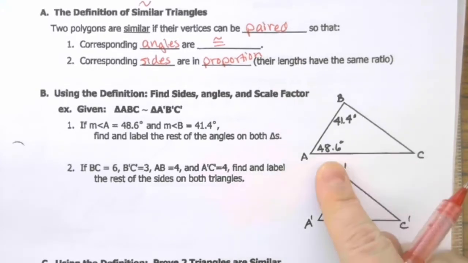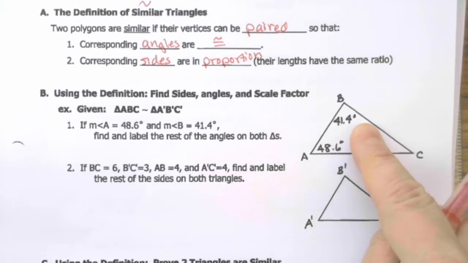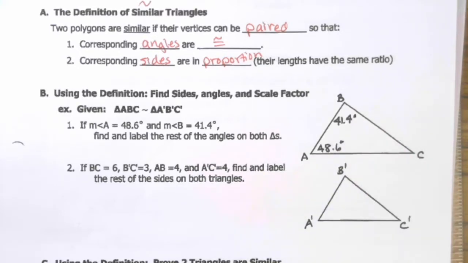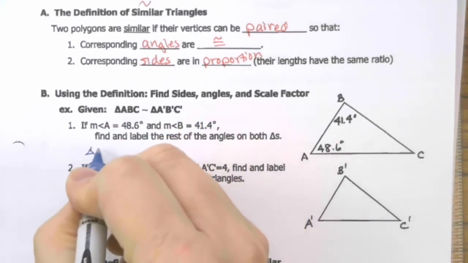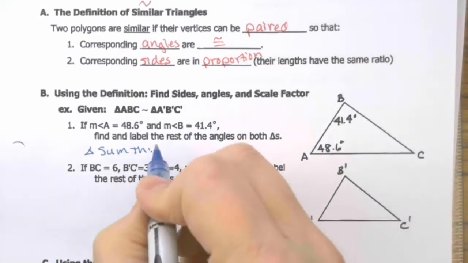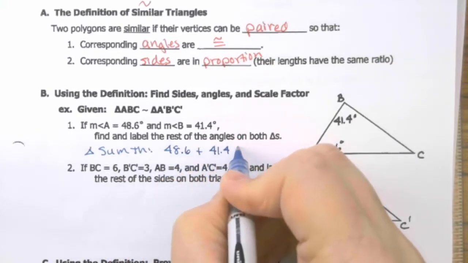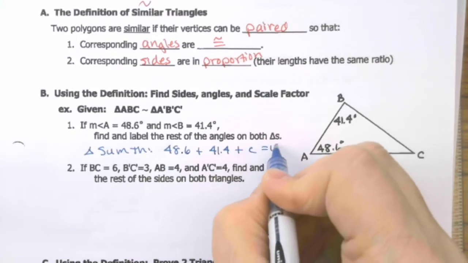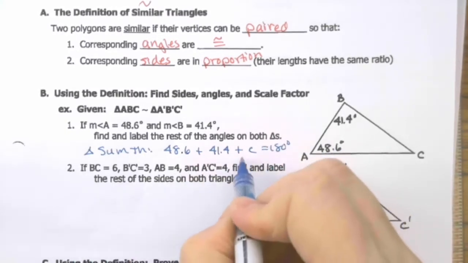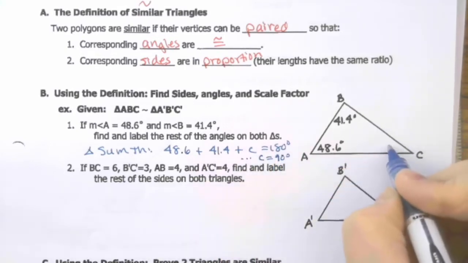If the measure of angle A is 48.6, the measure of angle B is 41.4, find and label the rest of the angles on both triangles. Okay, well, if we use the triangle sum theorem, we can take two angles and find the third one. 48.6 plus 41.4 plus angle C equals 180. And I'm not going to go through the solving, but we get angle C is 90 degrees.